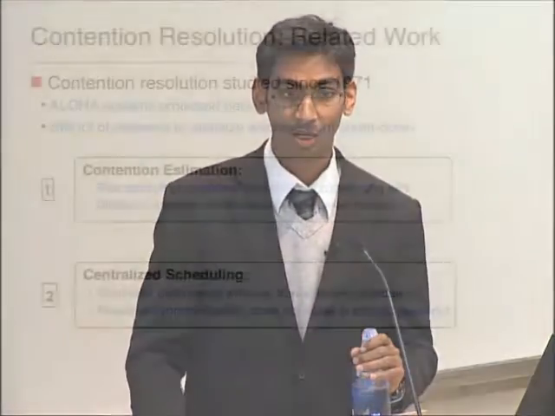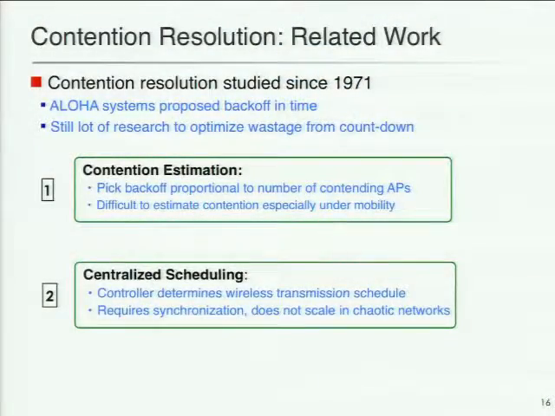Now, contention is difficult to estimate, particularly in case of mobility. I might be here now, and I might go out in the next second, and whatever information you have regarding me and my traffic and topology might be stale. Of course, you can control who transmits when, but that requires synchronization, and it does not scale well in chaotic networks like Wi-Fi.